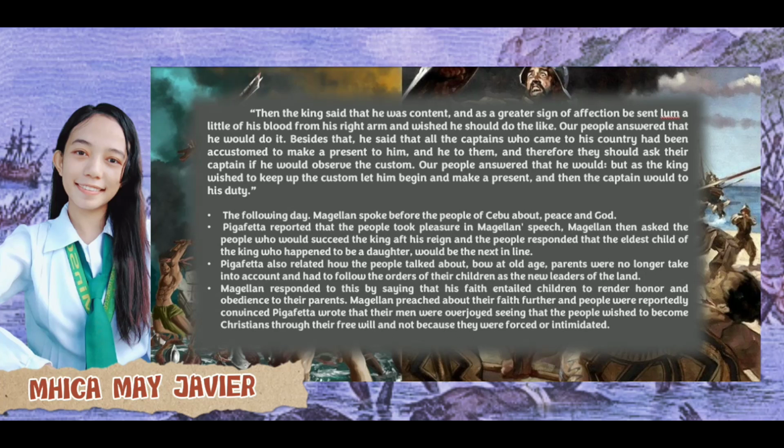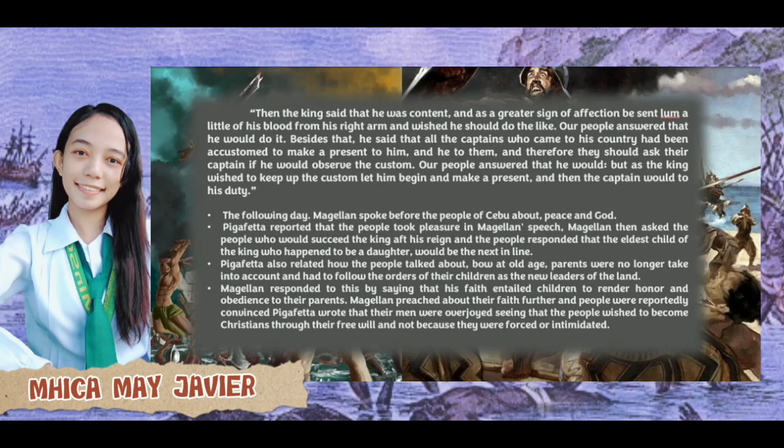The following day, Magellan spoke before the people of Cebu about peace and God. Pigafetta reported that the people took pleasure in Magellan's speech. Magellan then asked the people who would succeed the king after his reign, and the people responded that the eldest child of the king, who happened to be a daughter, would be the next in line.